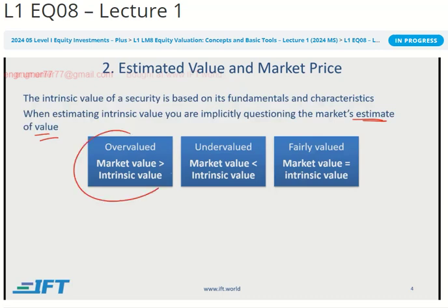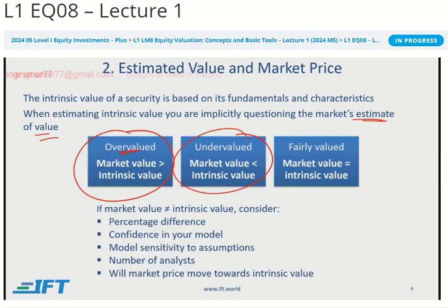If you find that the market value is greater than the intrinsic value, then the security is overvalued in the market, you should sell it. Vice versa, if the market value is less, you should buy it. And if it's fairly valued, well, there's not much of a trade there. If you already hold it, you can just keep it. So, if the market value is not equal to the intrinsic value, you can think of buying and selling, right?